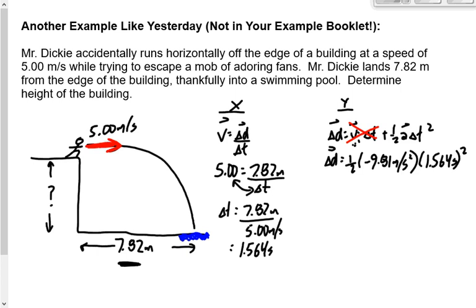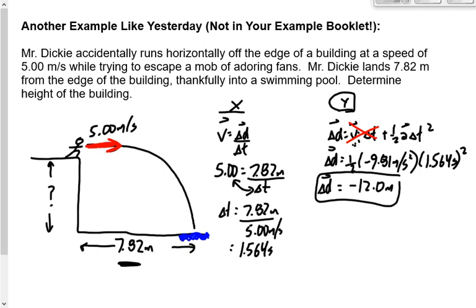Let's sub in our numbers. Let's punch it into our calculator. And when we do, we end up getting a displacement of negative 12.0 meters. So the displacement of me vertically, the y component, is negative 12.0 meters.